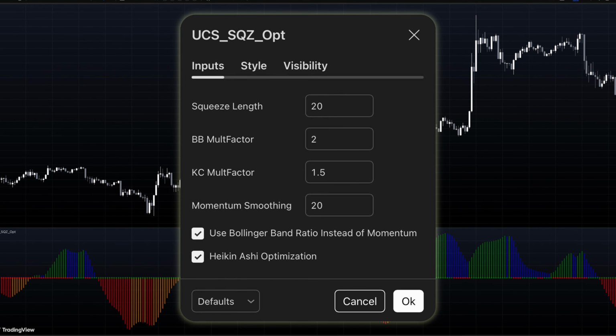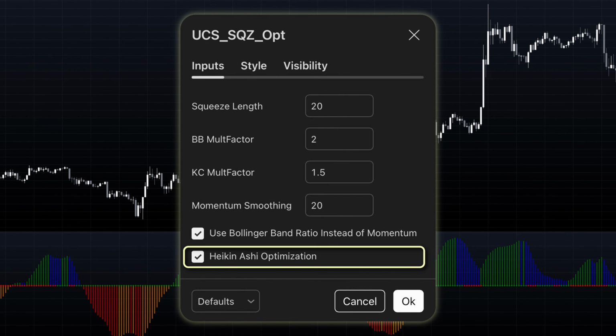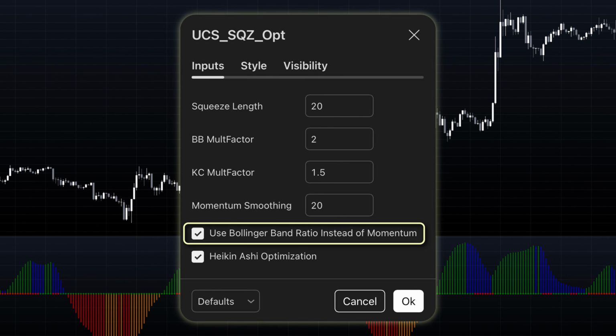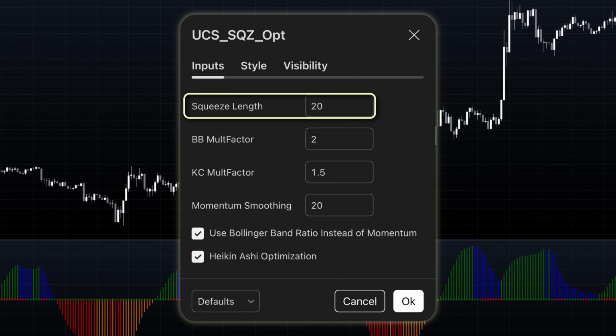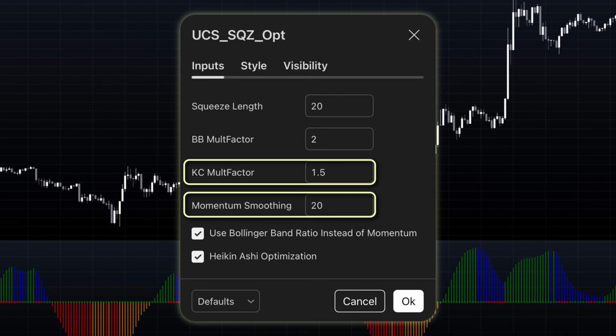This indicator includes multiple optimization features, such as Heikin-Ashi candle calculations, and the choice between Bollinger Band ratio or rate of change, ROC, for momentum measurement. Customizable parameters include squeeze length, Bollinger Band and Keltner channel multipliers, and momentum smoothing.